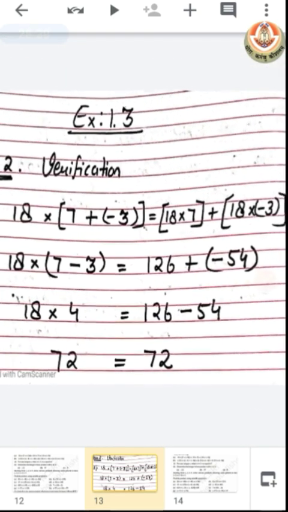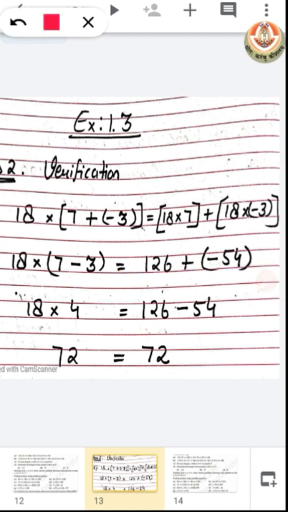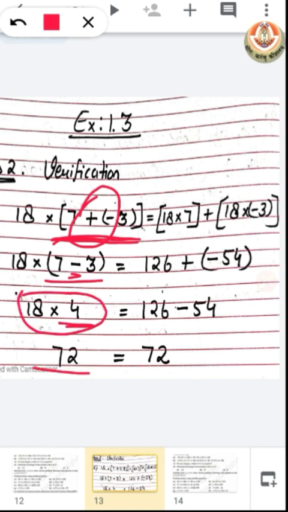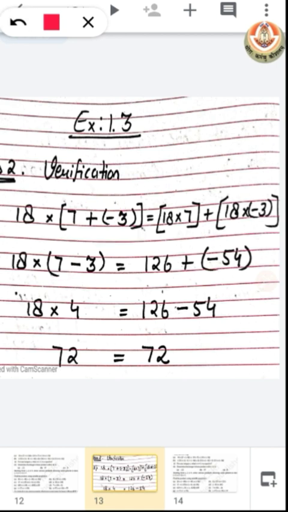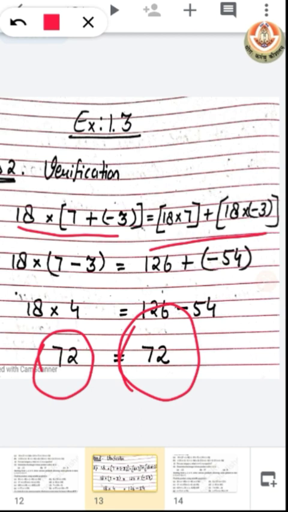So here, in this part we add the inner integers first. So we get 7 minus 3, as two different signs will be negative. And when we subtract them we get 4. And when we multiply 18 with 4 we get 72. Now let's check for RHS, that means the right hand side. 18 multiplied with 7 is 126. 18 multiplied with -3 is -54. Two different signs will be negative. Okay, so when we subtract them we get 72 as an answer. So class, you can easily see that for both methods we get the same answer. Okay, so it is verified.